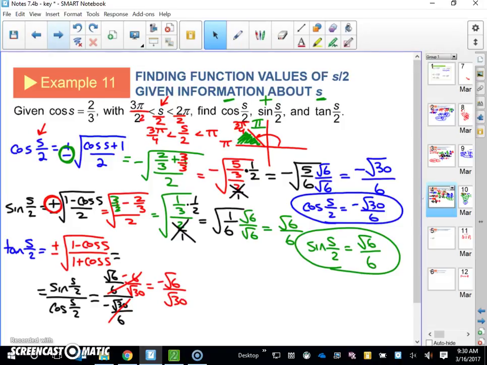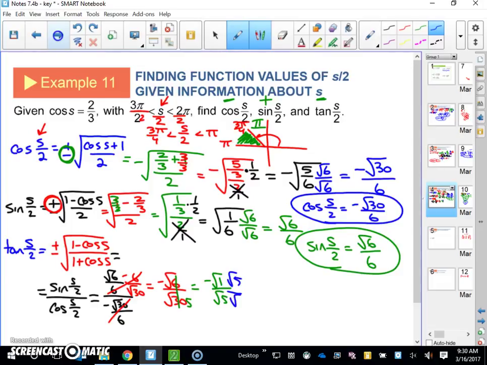And we can rationalize that. Actually, we can reduce the fraction first, because 6 goes into 30 5 times. So I'm looking at negative square root of 1 over square root of 5 now. Let's rationalize. This isn't the only way of simplifying, but it's one way. We have negative square root of 5 over 5. And so tangent s over 2 is negative square root of 5 over 5.